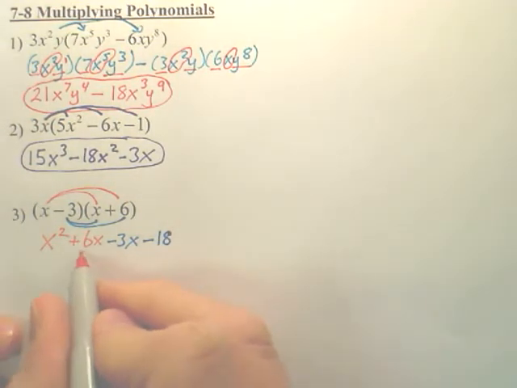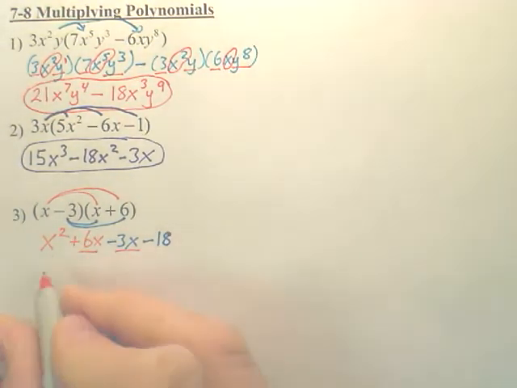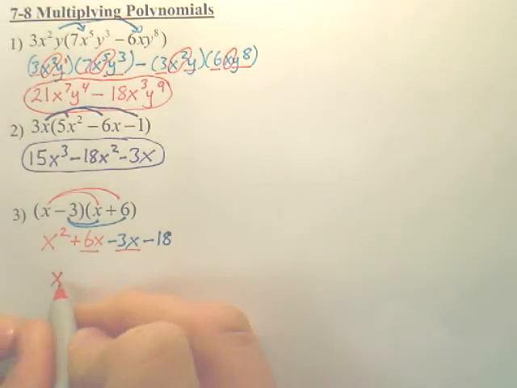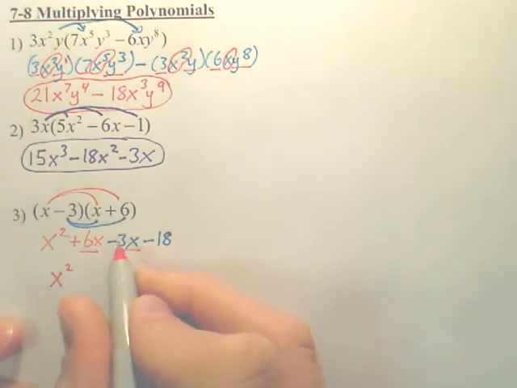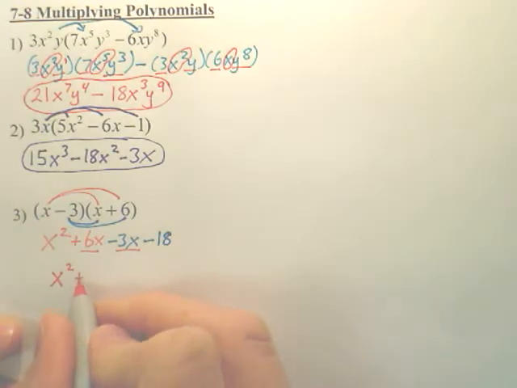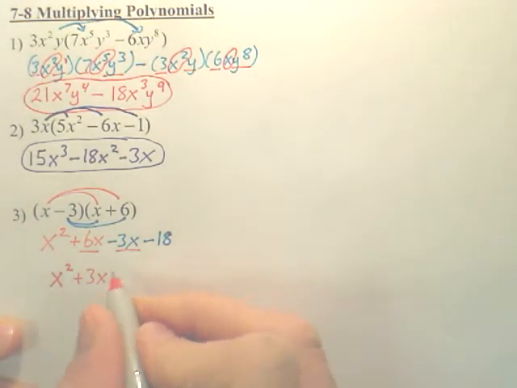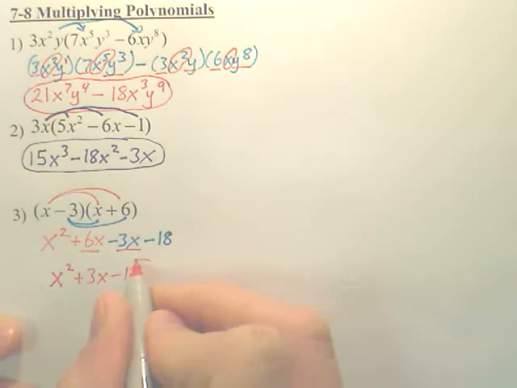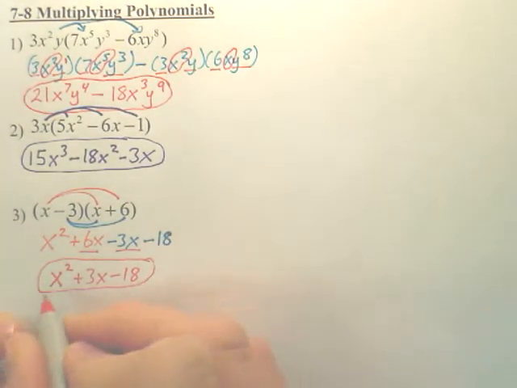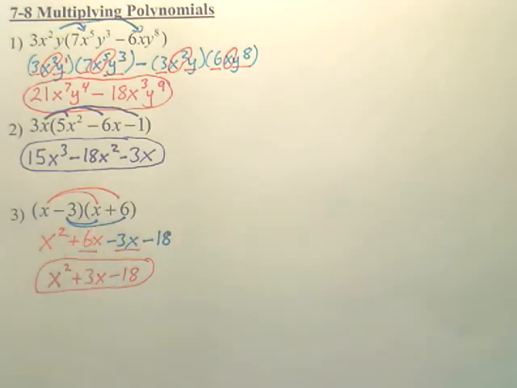But you can still group these two. Those two combine. So we got us combined like terms. So we got the x squared still. 6x minus 3x is positive 3x. And you still have a minus 18. Now you're done. That is your answer when you multiply those two binomials.